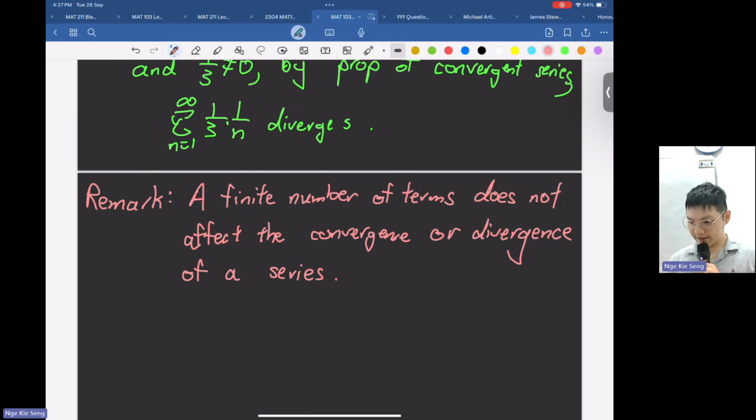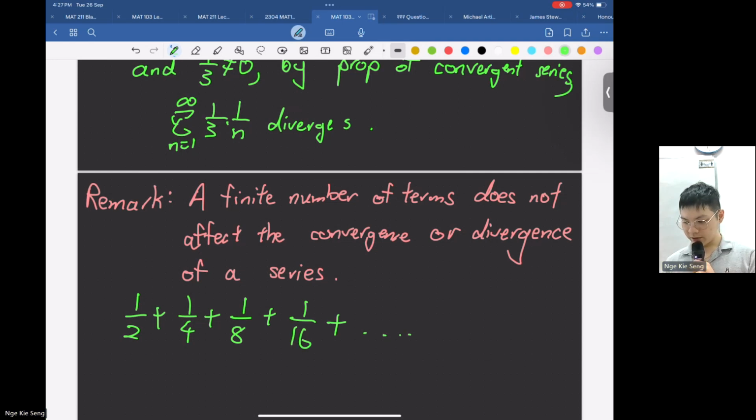Let's start with the example from last time. If I have a half plus 1/4 plus 1/8 plus 1/16, and so on, we know that this converges, equal to some x. Let's say if I remove the first few terms, does it still converge or not? Does it still converge?